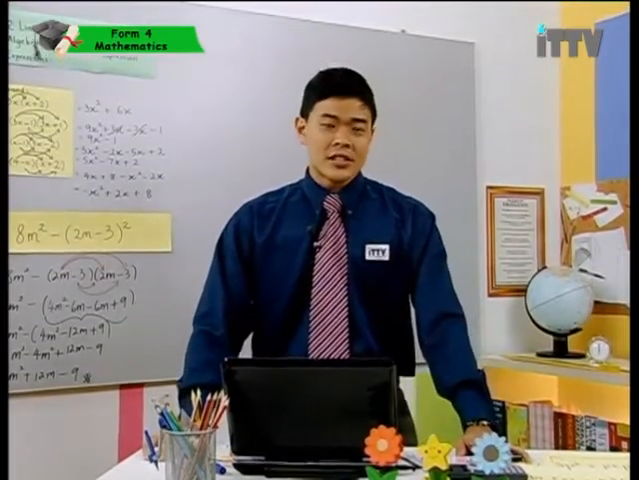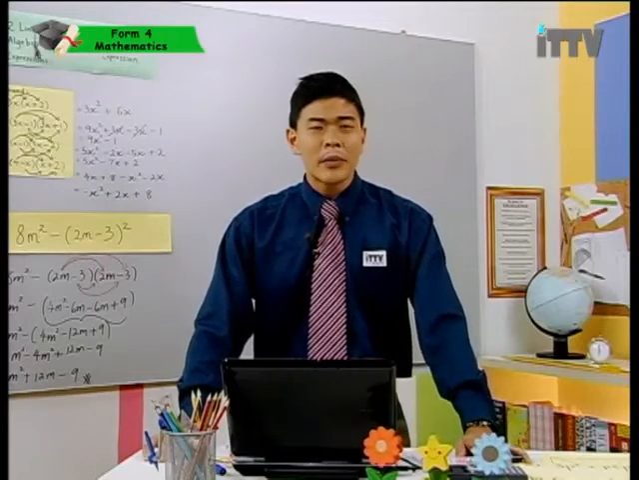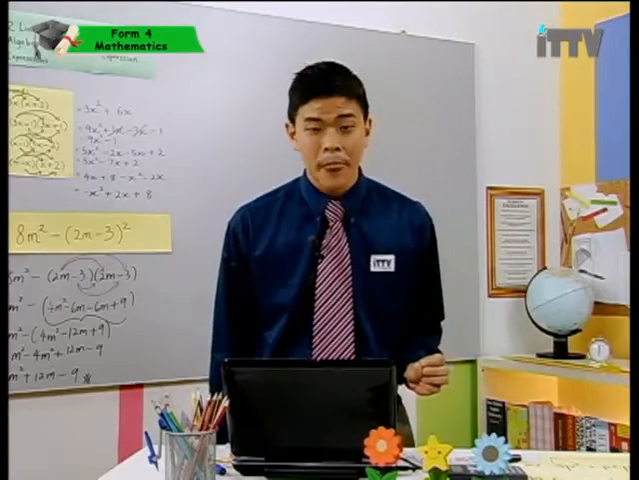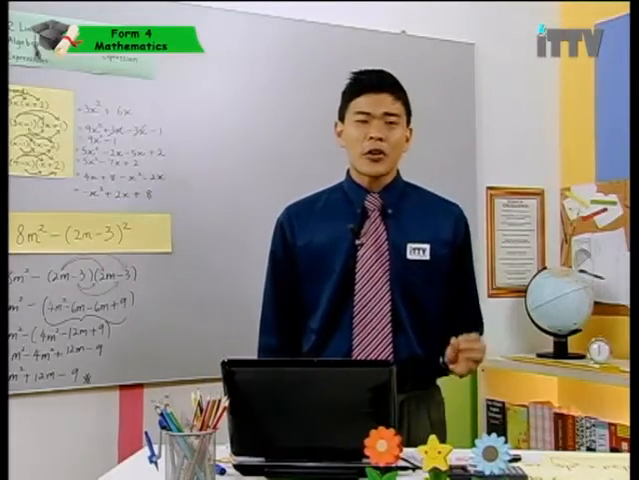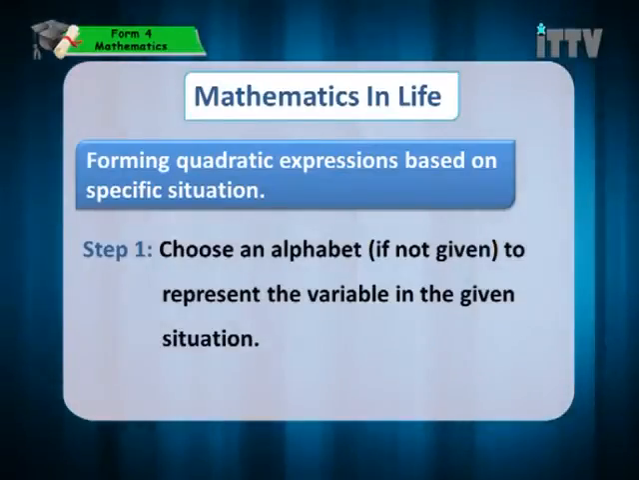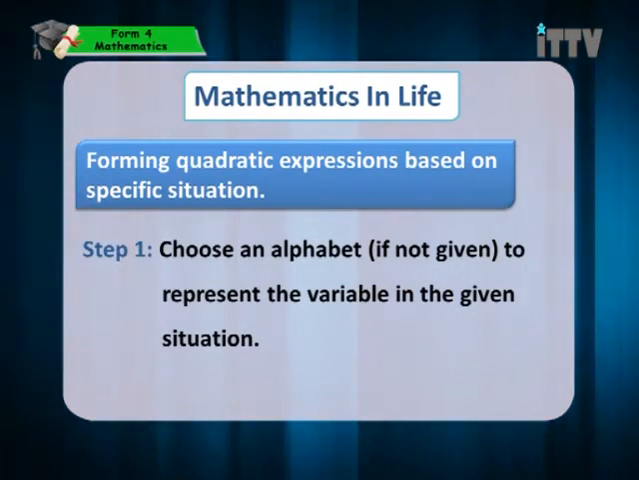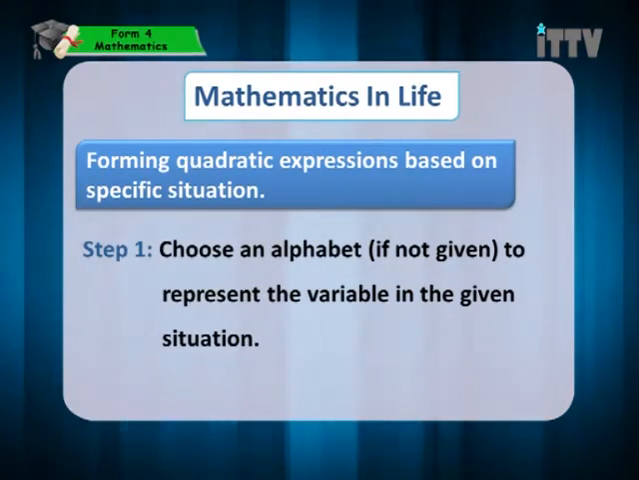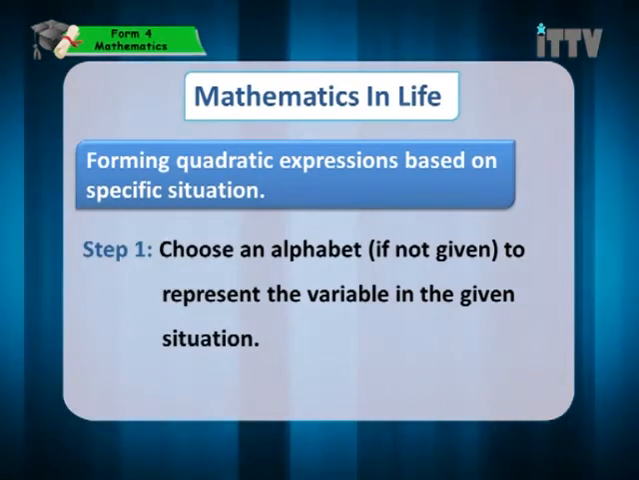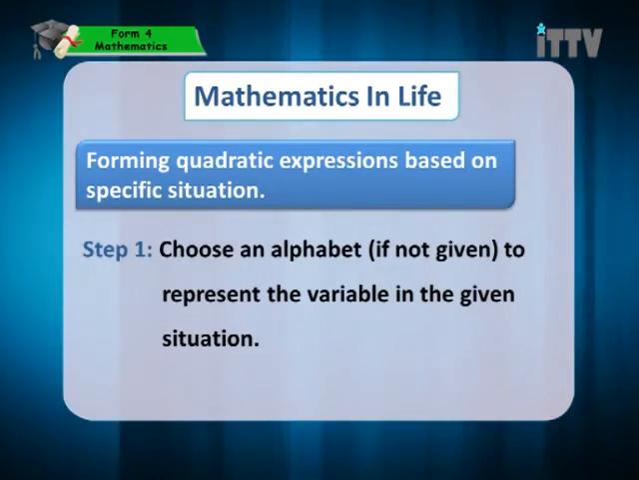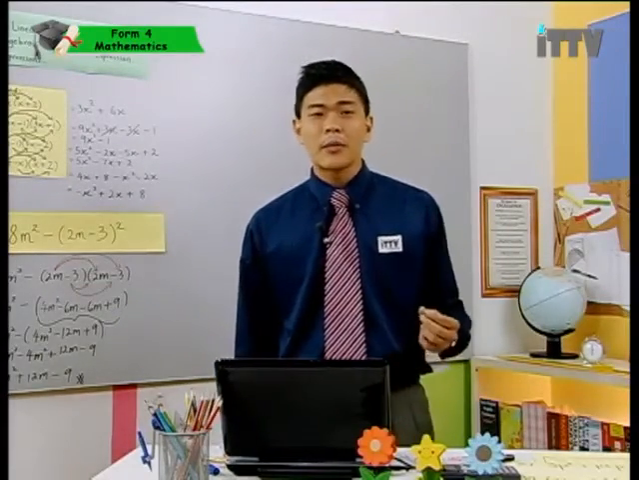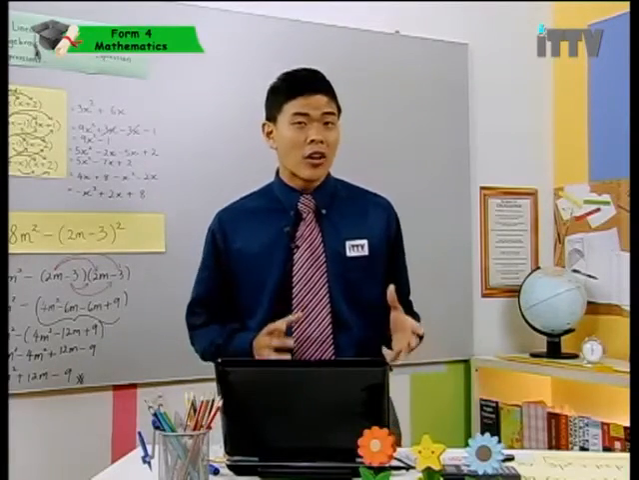What is the use of all this? As we have learned before, mathematics in life for a quadratic expression has to do a lot with algebra. Alright, for particularly quadratic expressions, the use of it is to form quadratic expressions based on specific situations. And what does it mean? Because many times, in life, when dealing with situations such as solving mathematical problems, you will have to come across values that are yet to be known, and you call this an unknown.